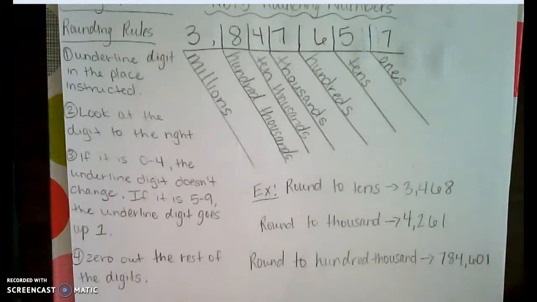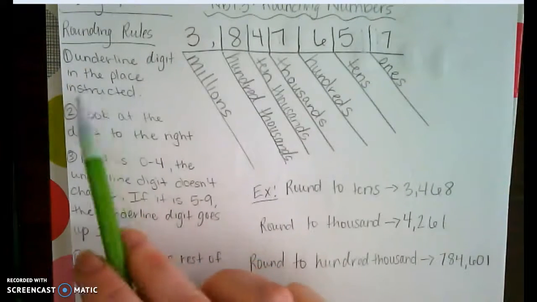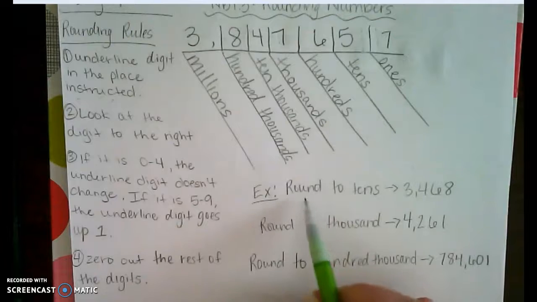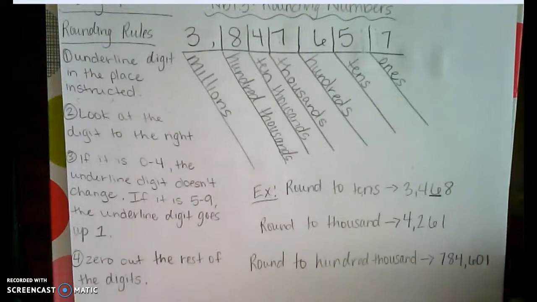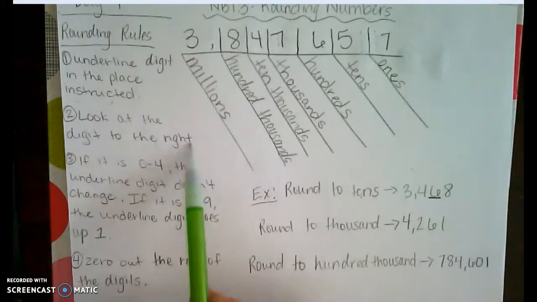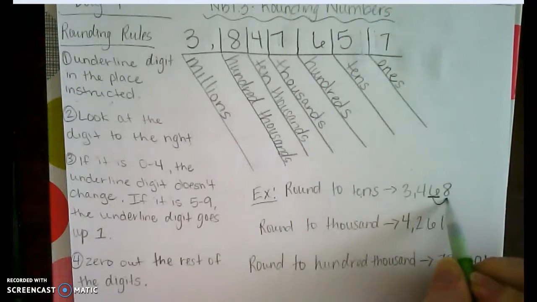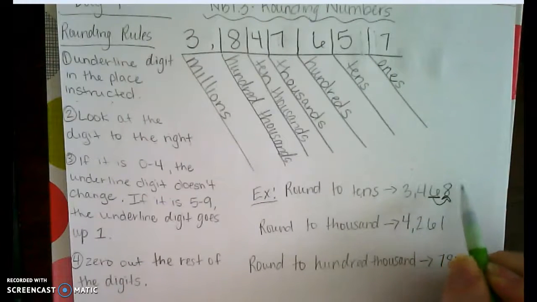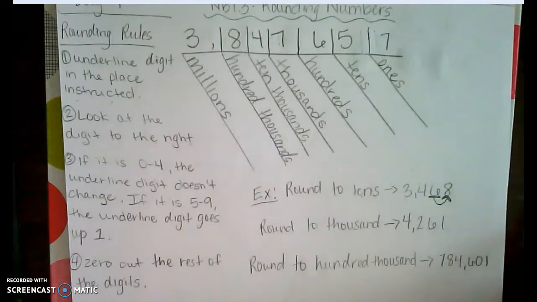All right, and then I wrote the rounding rules that I'm going to use to do these 3 examples here. So the first rounding rule is underline the digit in the place instructed. They tell me to round to the tens place, so I'm going to underline the tens place. Now I'm going to do my next step: look at the digit to the right of it. If you've forgotten, I told you to draw an arrow to the digit to the right. That way we know which one we're using to consider whether we round up or down.